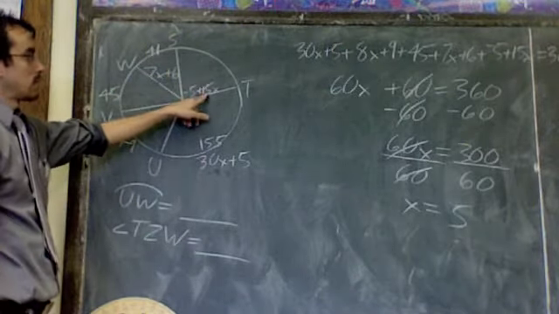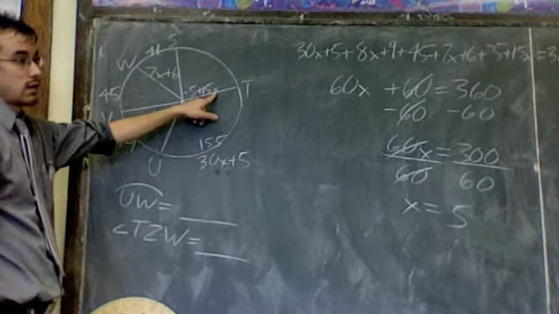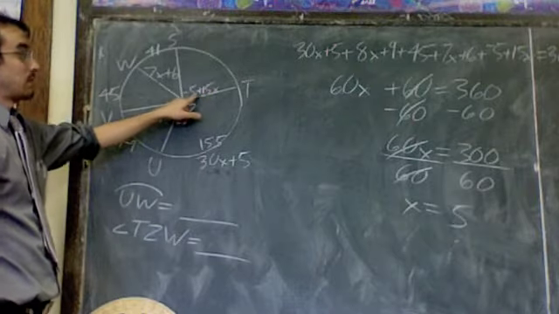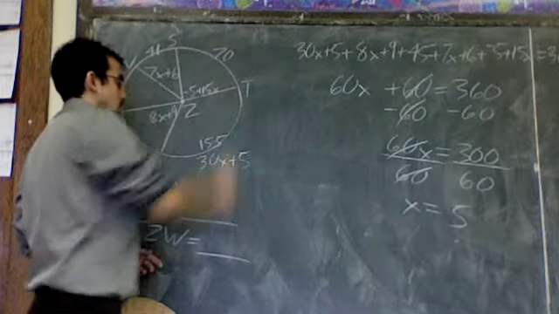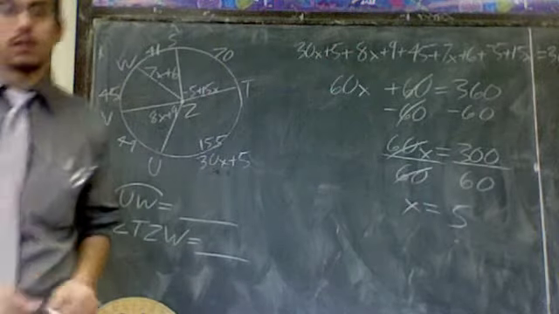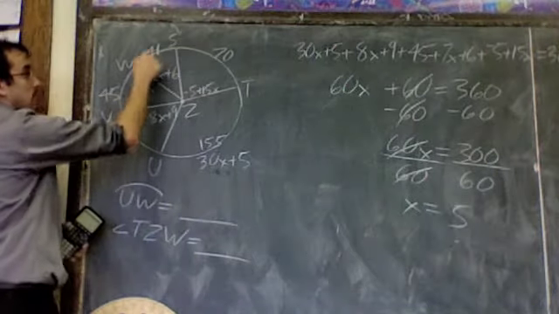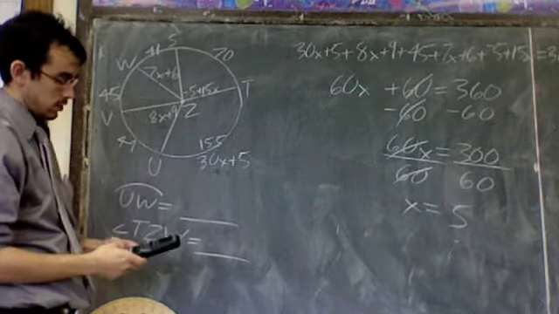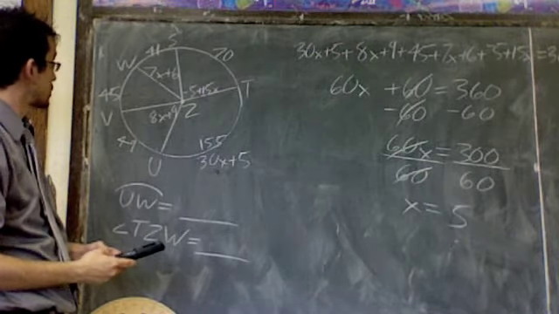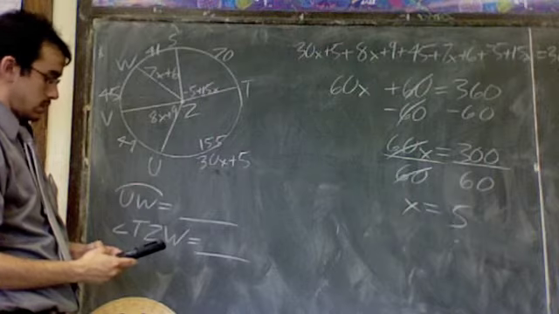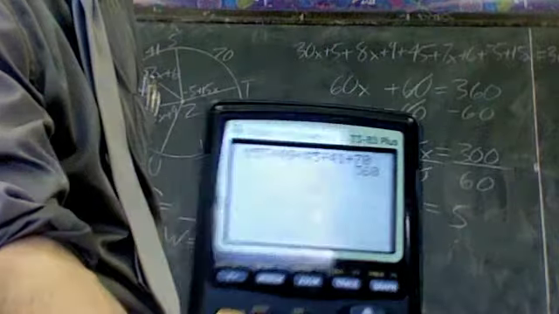And last but not least, negative 5 plus 15 times x. This is 15 times 5, which is 75. 75 plus negative 5, it's like 75 minus 5. This is 70. Just to make sure that you're right, a good idea would be to take your calculator and add all of these arcs together to make sure it turns out to be 360. So just to double check: 155 plus 49 plus 45 plus 41 plus 70 is indeed 360.